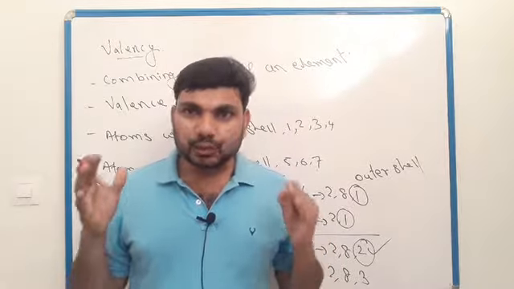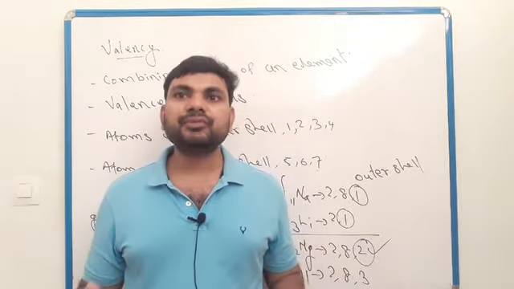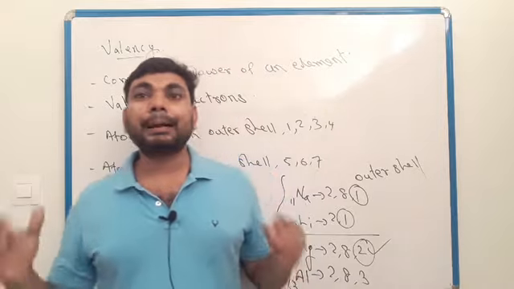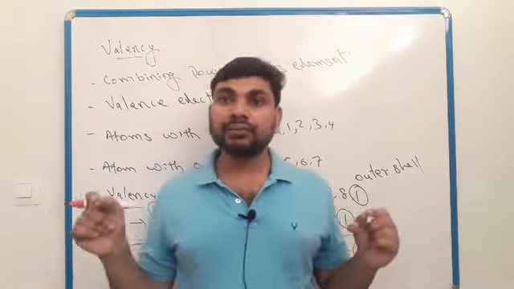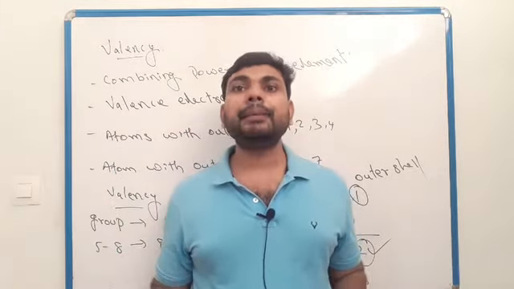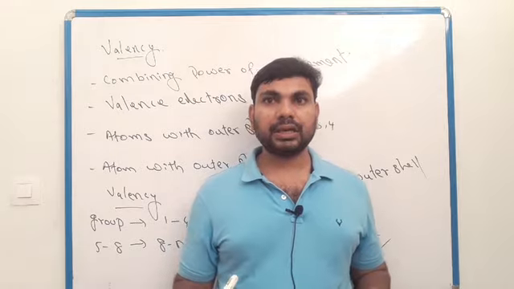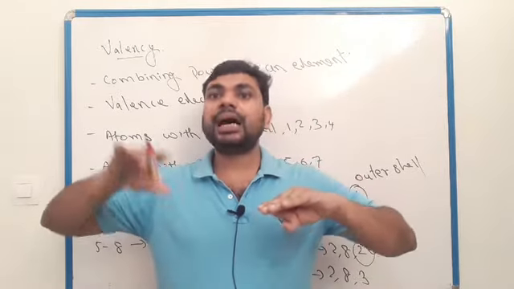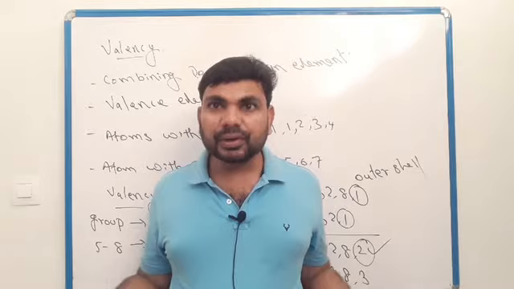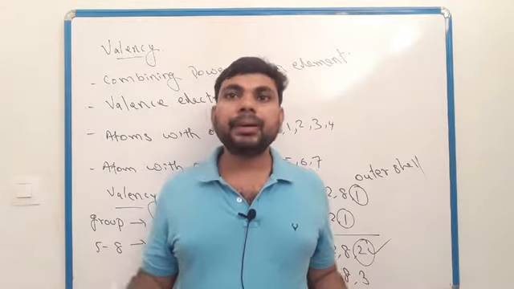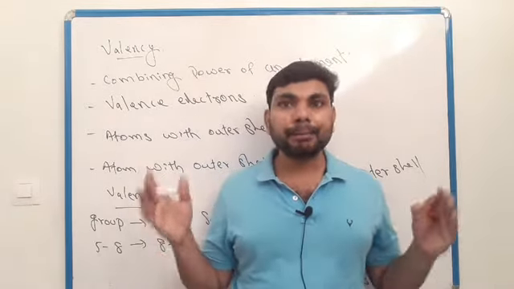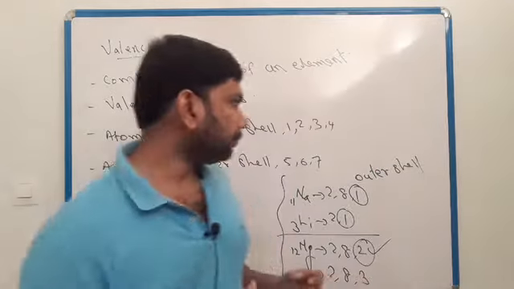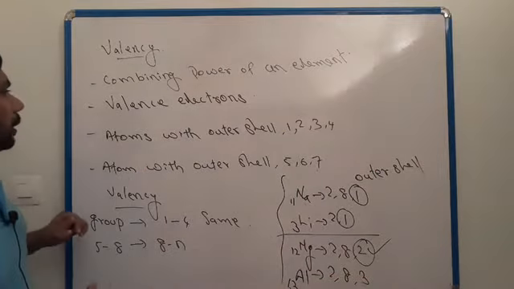Okay, using these valence electrons, we can find valency. I told you valency means combining. The definition of valency: combining power of an element. One element can react or combine with another element. This power is called valency. Combining power of an element is called valency. Clear?